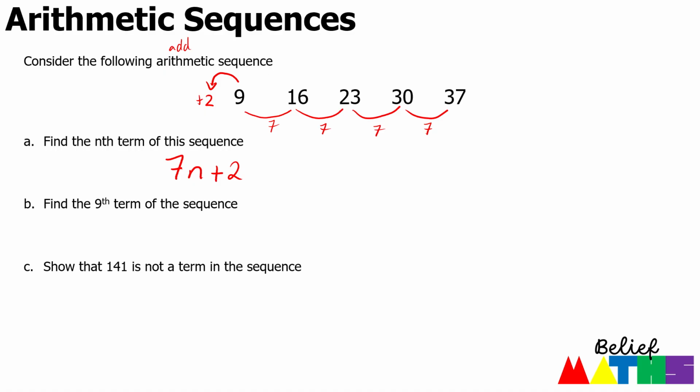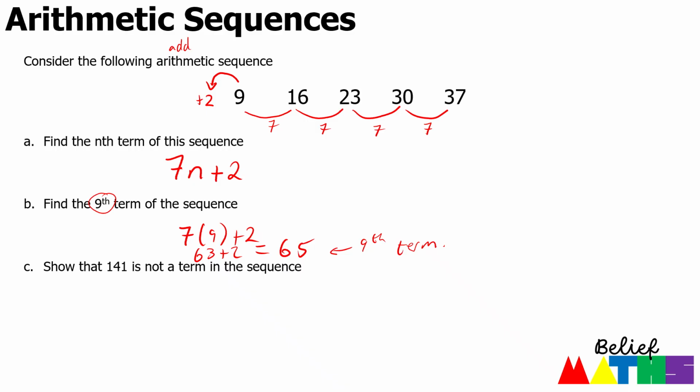Now you could then be asked to use that nth term to find the 9th term of the sequence. Now you could just keep adding 7 and 7 and 7 and 7 until you get there. But the advantage of using this nth term is you can then substitute in for n. So we get 7 times 9 plus 2. 7 nines are 63, plus 2. So that means the 9th term is 65. So that's the 9th term.